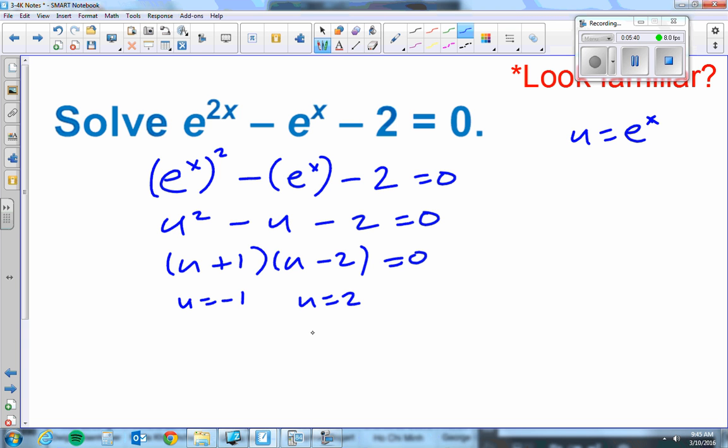And once again, we plugged in u just to make the factoring easier. So when you're done, put e to the power of x back in place of u. So you get e to the power of x equals -1 and e to the power of x equals 2. We're almost done. Questions so far?